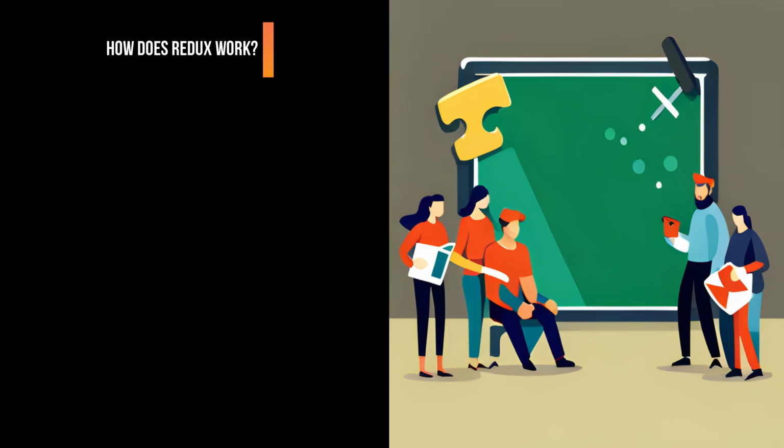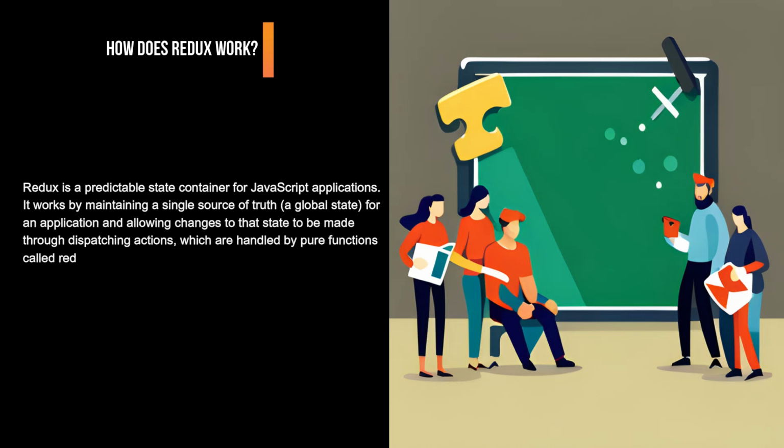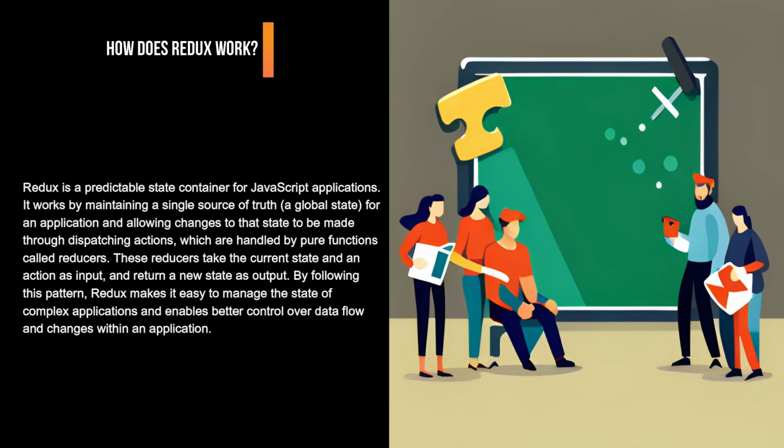How does Redux work? Redux is a predictable state container for JavaScript applications. It works by maintaining a single source of truth, a global state, for an application and allowing changes to that state to be made through dispatching actions, which are handled by pure functions called reducers. These reducers take the current state and an action as input and return a new state as output. By following this pattern, Redux makes it easy to manage the state of complex applications and enables better control over data flow and changes within an application.